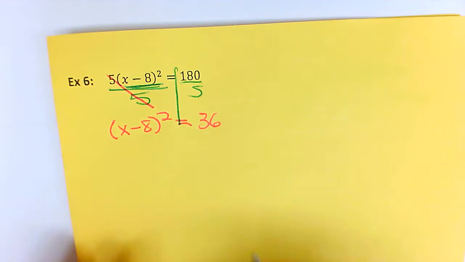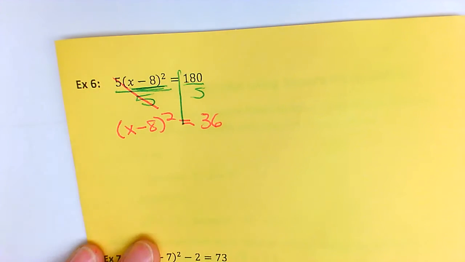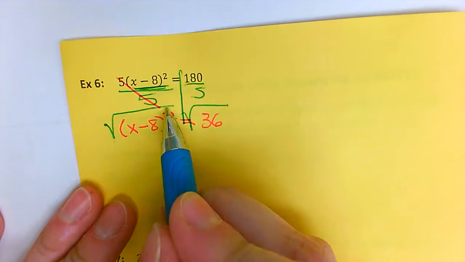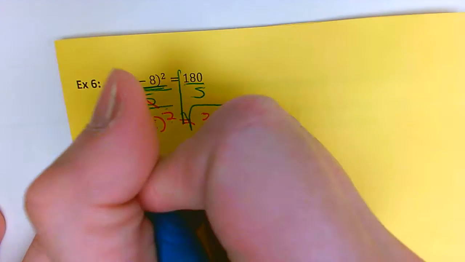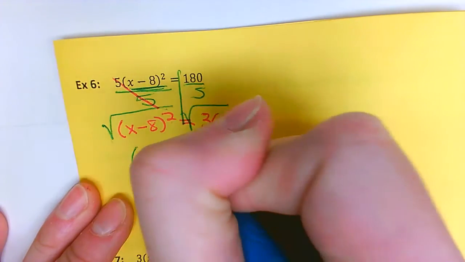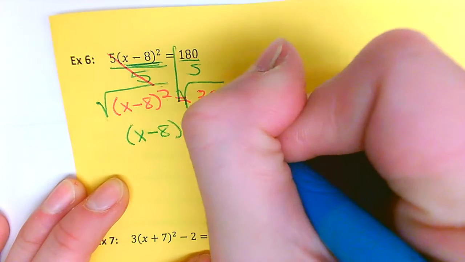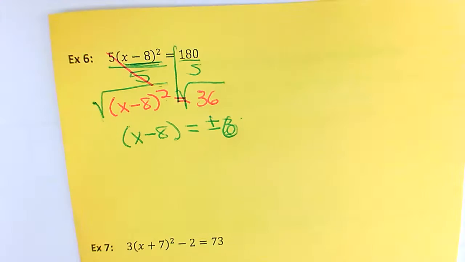Now that I do have everything moved except anything on the inside of the parentheses, I can take the square root of both sides. Remember, all it does over here is get rid of that exponent, so now I just have x minus 8 equals, and the square root of 36 is going to give me a positive and a negative 6. Oops, I messed that up.